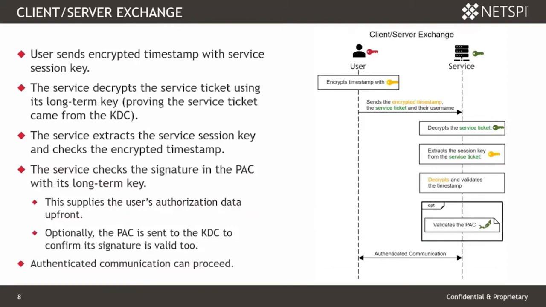As an optional step, the service can check the signature in the pack to make sure that it hasn't been tampered or edited in any way. And if all that passes, the service will trust the user. Effectively, the service is saying, yep, you could only have that information if you authenticated to the KDC, and since you have a valid service ticket from the KDC, I'll trust you are who you say you are. Now they can talk to each other. The user can send more requests, the service trusts the user, and they have authenticated communication.